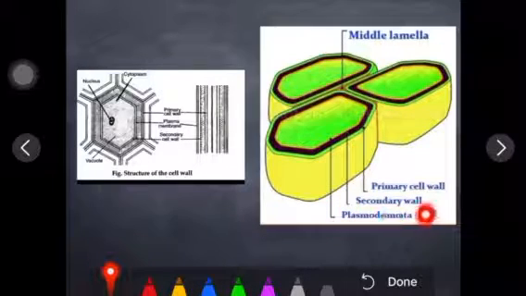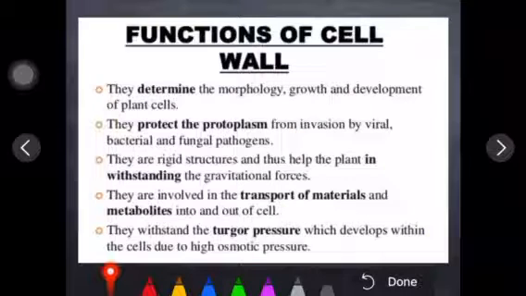And here plasmodesmata are there. They are tiny pores lying on the cell wall, and they help to connect adjacent cells, or we can say they help to connect with neighbor cells. Fine. So look at the functions of the cell wall. They determine the morphology, meaning the external structure, growth and development of the plant cell.